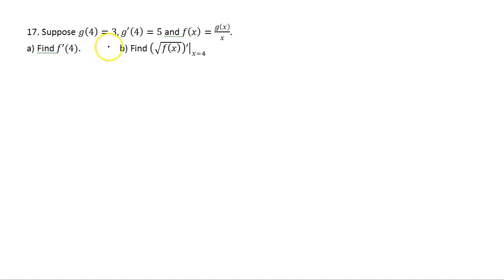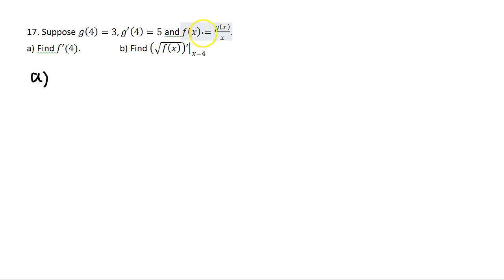Okay, number 17. Here is the value of g of 4, which is equal to 3. g prime of 4 is 5. And f of x is g of x over x. And the questions are, what's f prime of 4? And another question is, what's the derivative of square root of f of x? Differentiate and you plug in 4. Okay, first question.